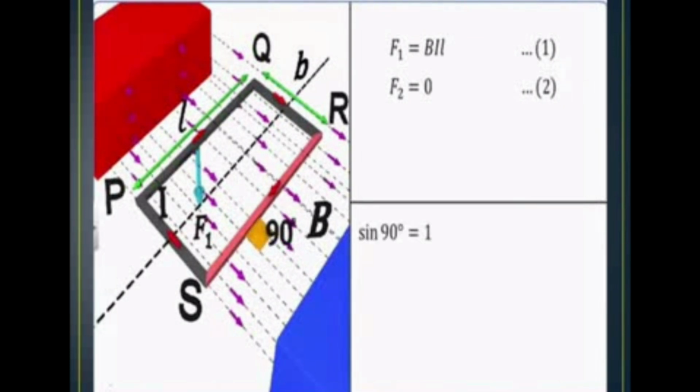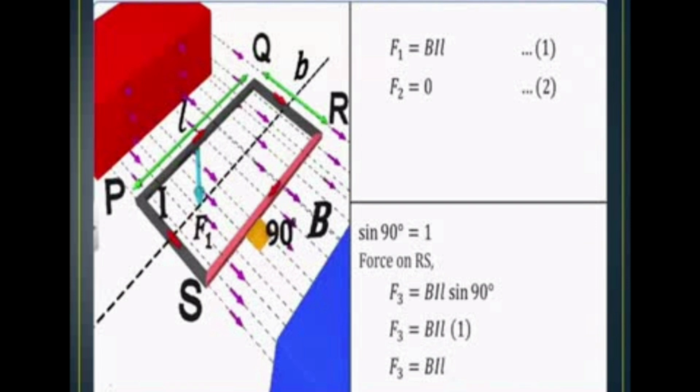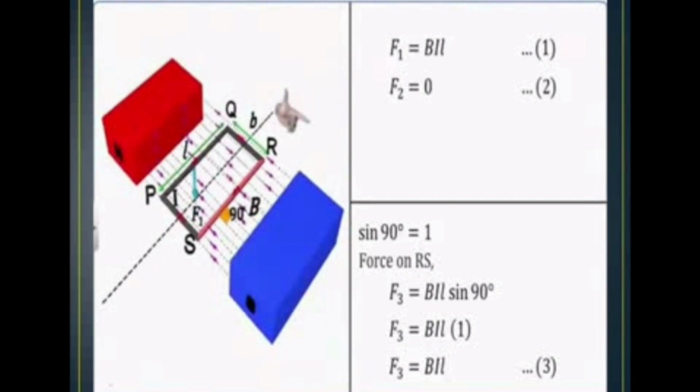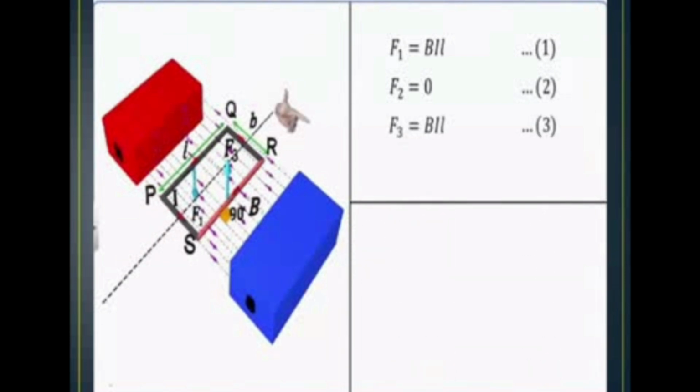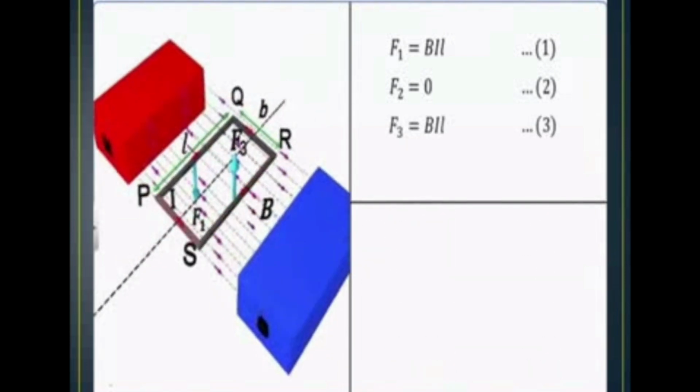Now RS. The angle between the conductor and the magnetic field is 90 degrees. You know that sin 90 equals 1, so the force experienced is the maximum, F3 equals BIL. That is the force experienced by the conductor. According to Fleming's left hand rule, F3 is acting in the upward direction.